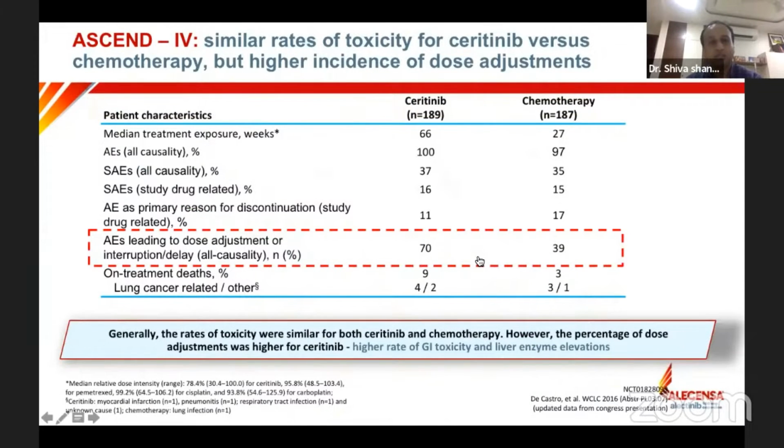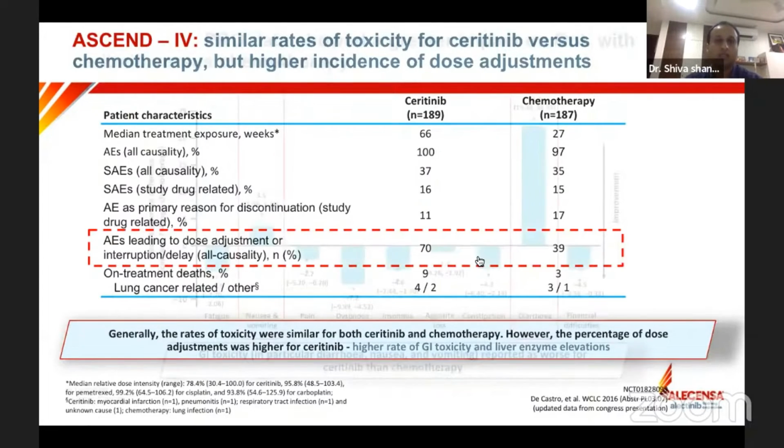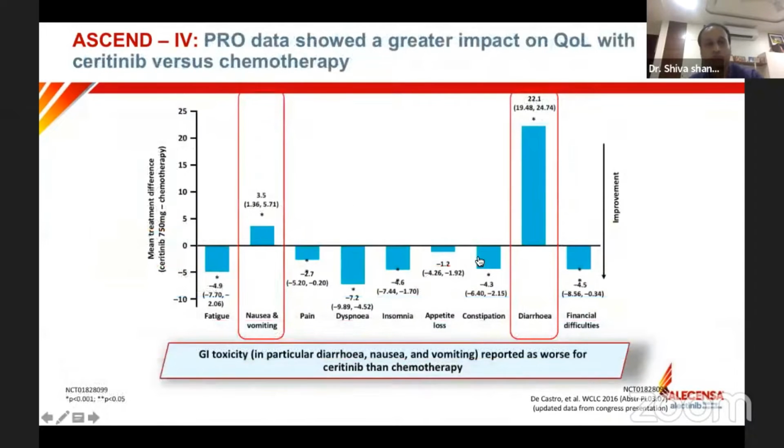But the biggest problem with ceritinib was that when it was used at a dosage of 750, adverse events were very common, and adverse events leading to dose adjustments were to the tune of 70% in the ceritinib arm. Later, in the ASCEND-8 trial, they reduced the dose from 750 to 450 mg after a low fat meal, and showed that with similar efficacy but reduced toxicity, ceritinib can be used at 450 mg after a low fat meal. The most common side effects of ceritinib were GI toxicities, particularly nausea, vomiting, and diarrhea. Apart from that, fatigue, pain, or insomnia can also be seen in patients who take ceritinib.